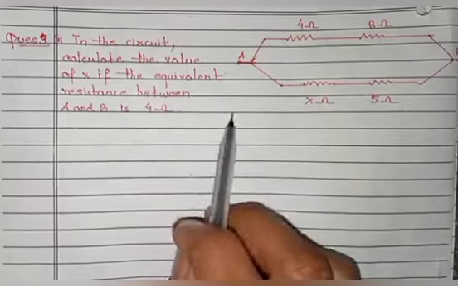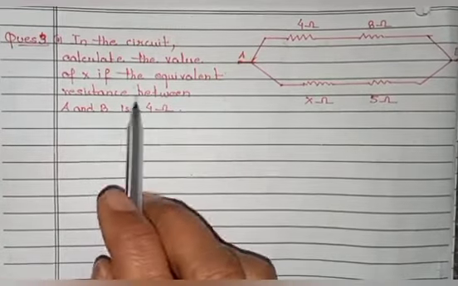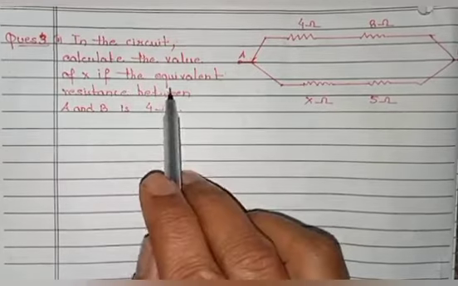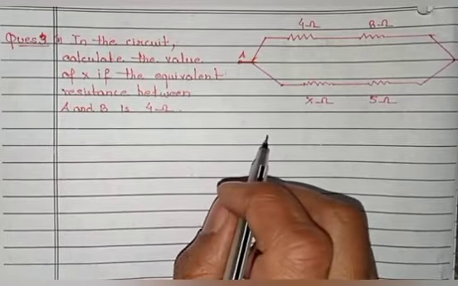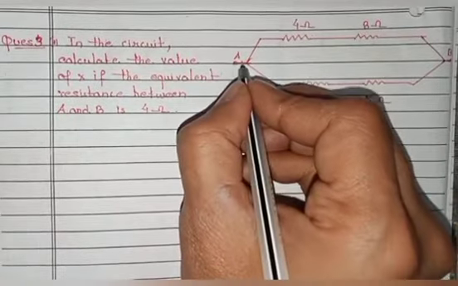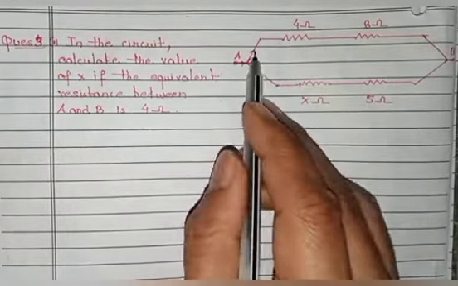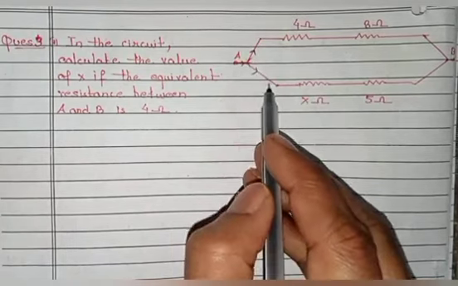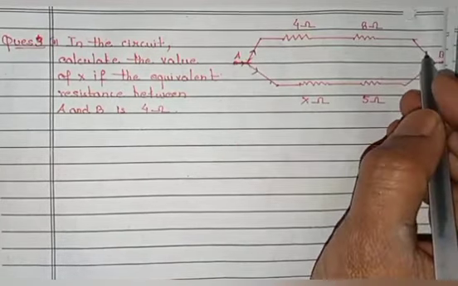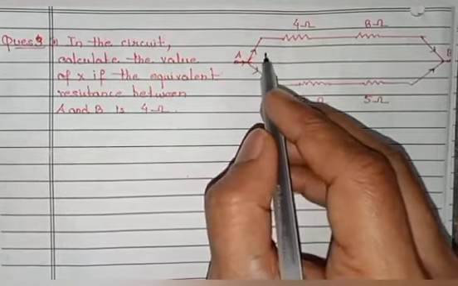Numerical number 3. Now here they have given you a diagram, and in this diagram they have said that the equivalent resistance between A and B is 4 ohm. Now what you can see here, if current enters from point A, there are two paths for the current to flow. So that means we are getting a parallel combination here. This is the first path, this is the second path, and current recombines at point B.